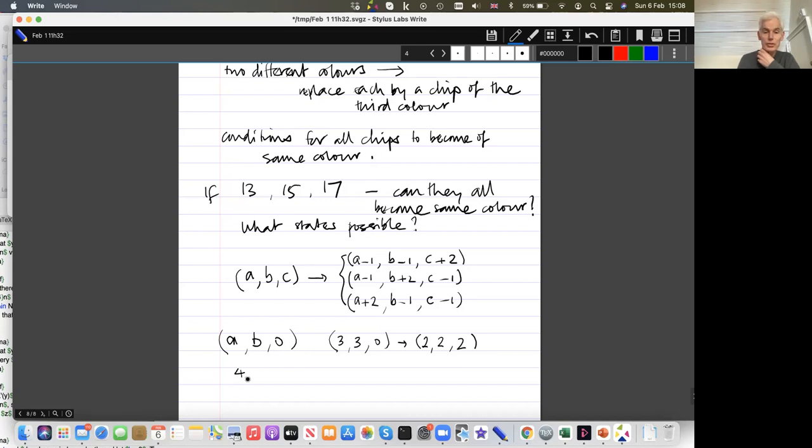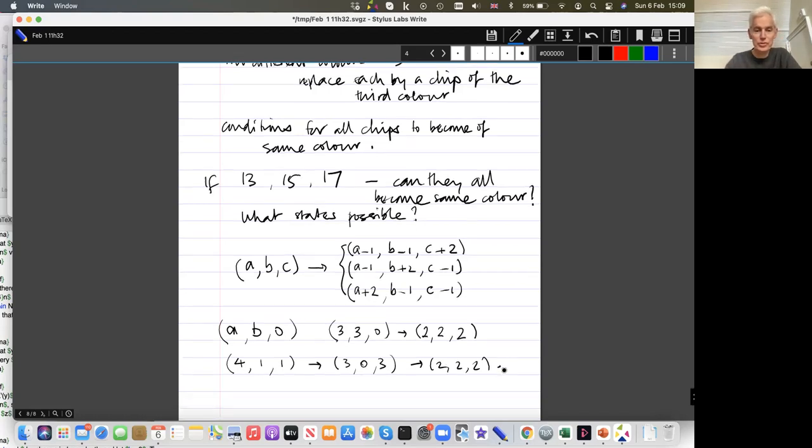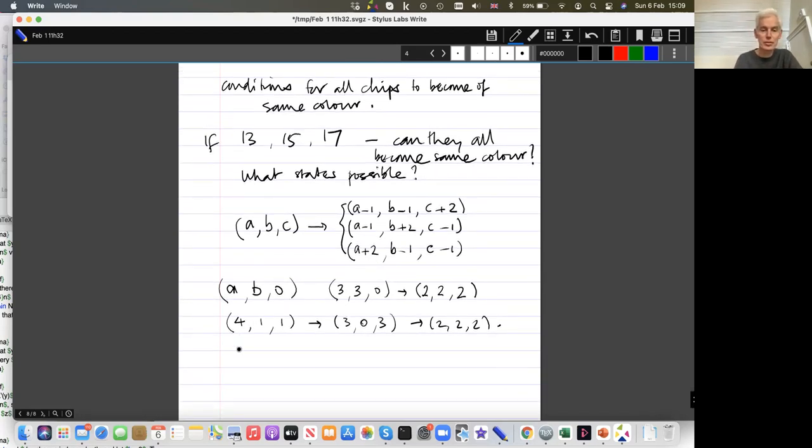One more example: if I had 4, 1, 1, okay, that's going to go to 3, 0, 3. And that's equivalent to 3, 3, 0, so that'll go to 2, 2, 2. So looking at those rather small examples convinces me that as long as we don't have two zeros, and they're the same mod 3, we're always going to be able to get down to the same thing mod 3.